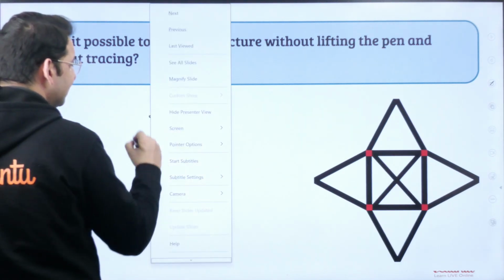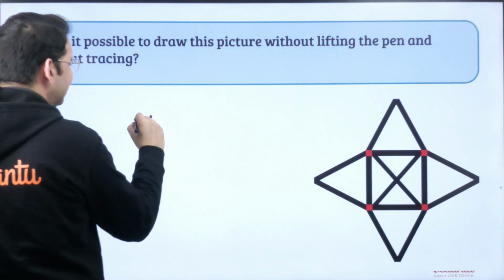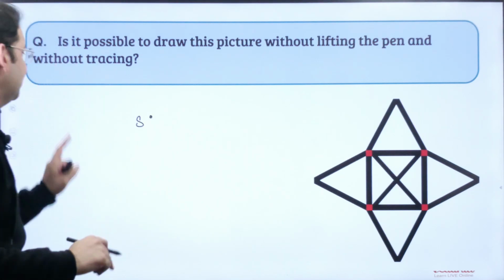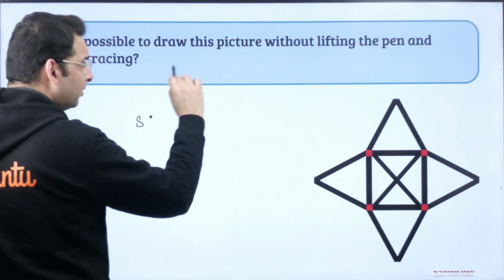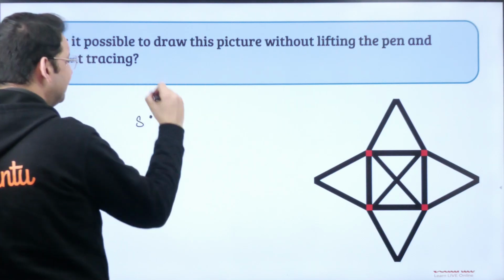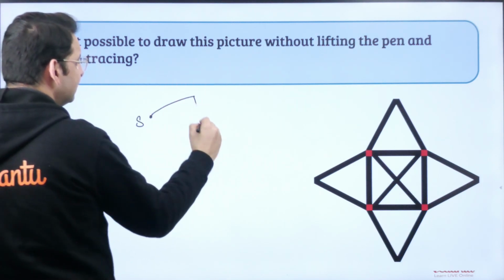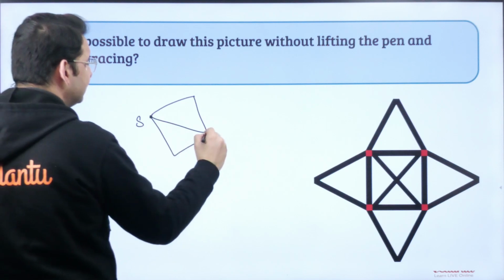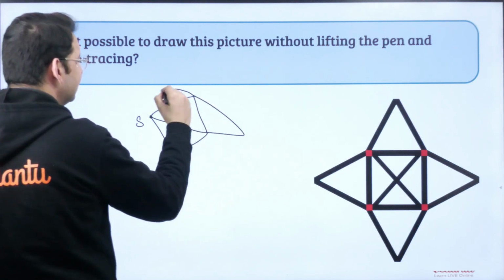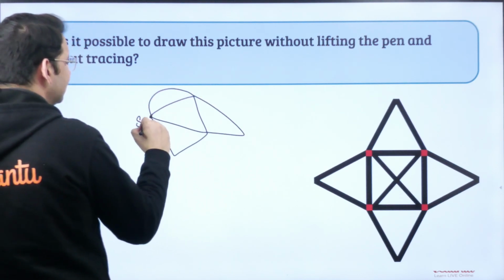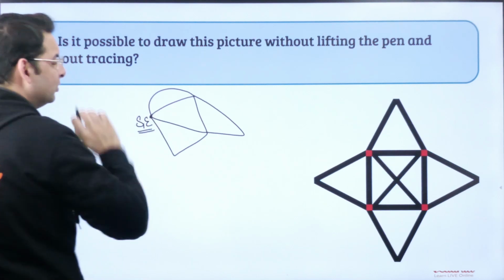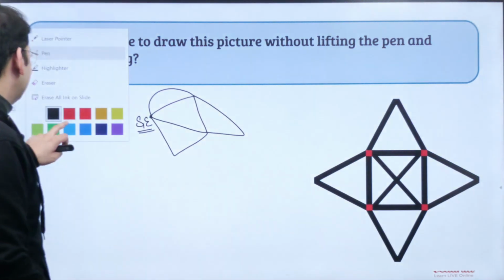Let us draw a picture wherein the starting and ending point are same. तो यहाँ पे start हो रहा है, यहीं पर end होगा, and we are going to draw a random figure without lifting the pen, without tracing. So this goes this and ends. So starting and ending both here. Now let us see what is happening here.